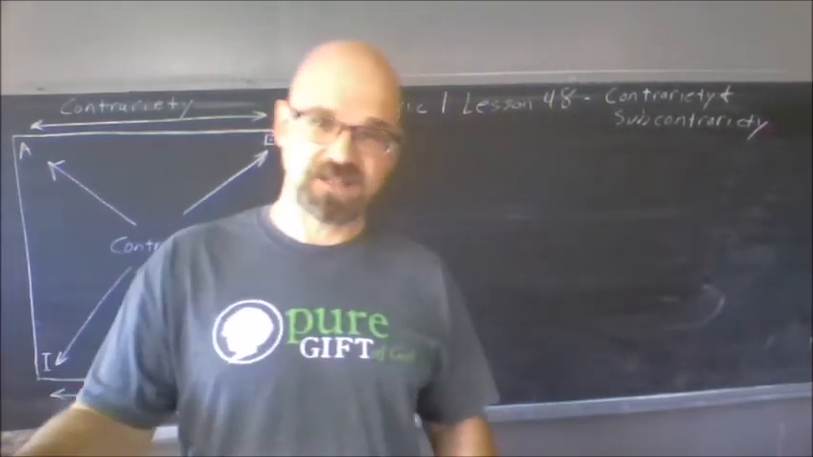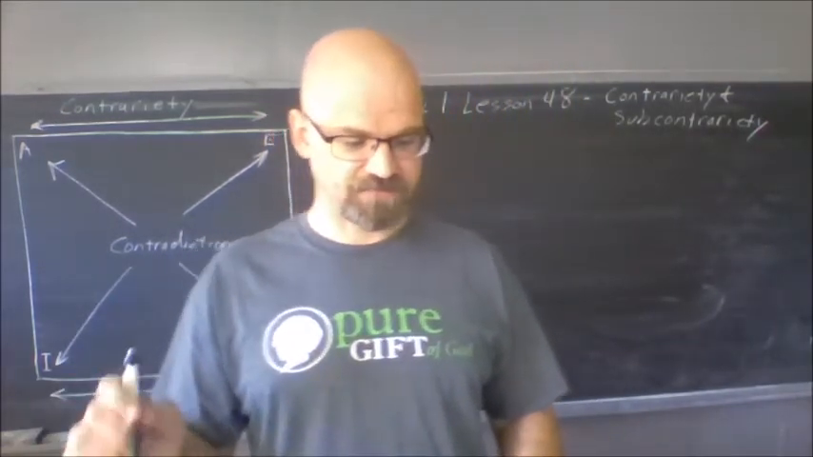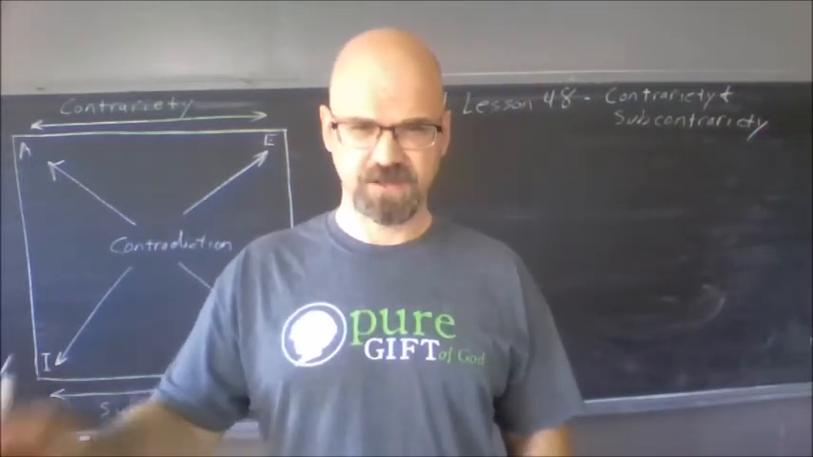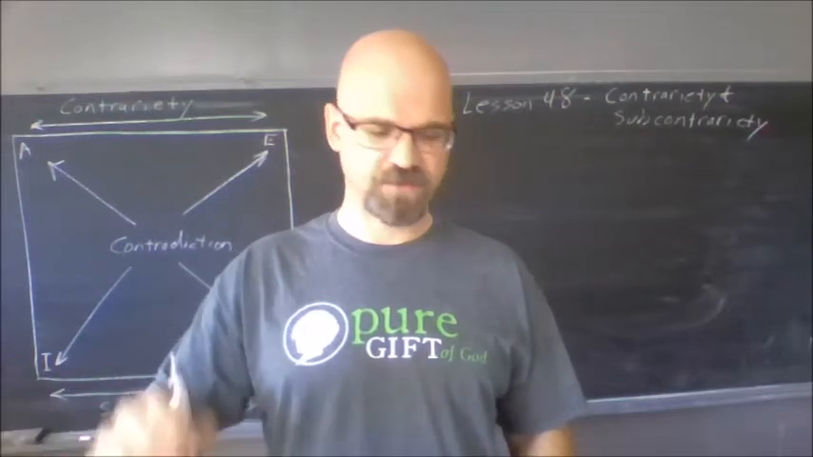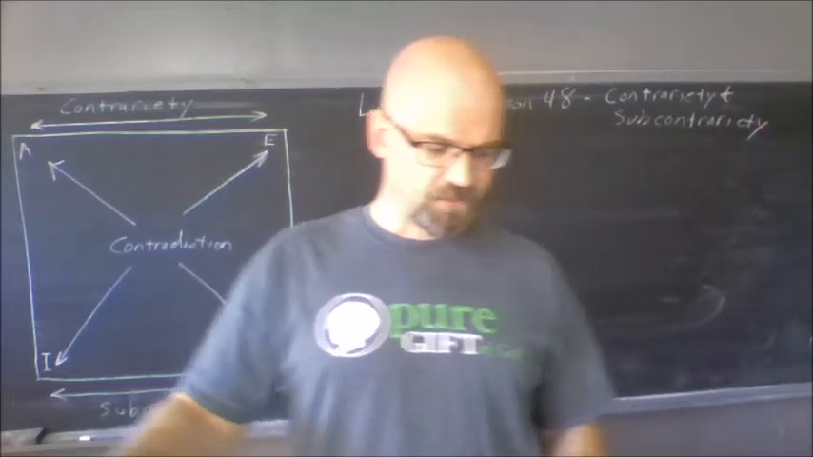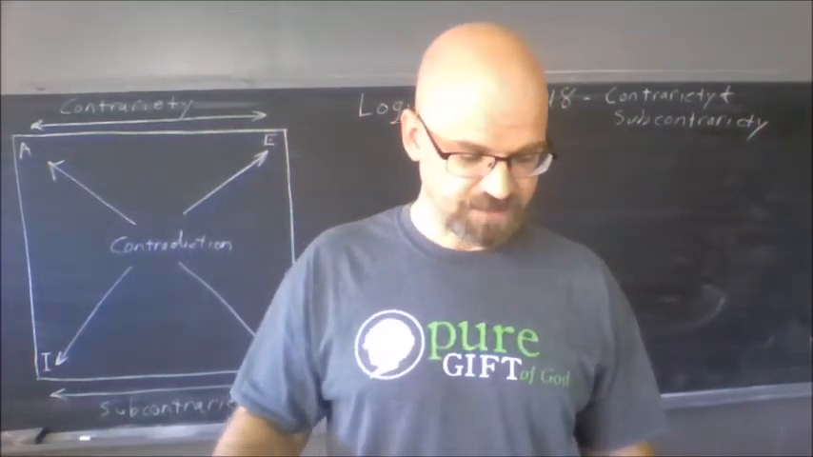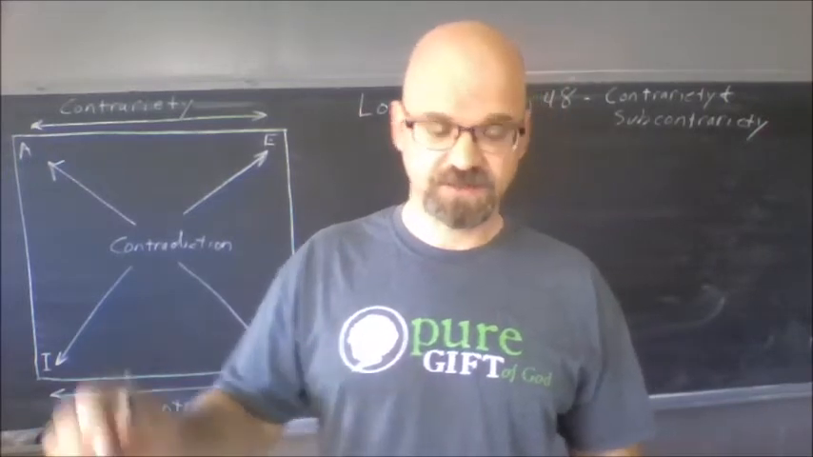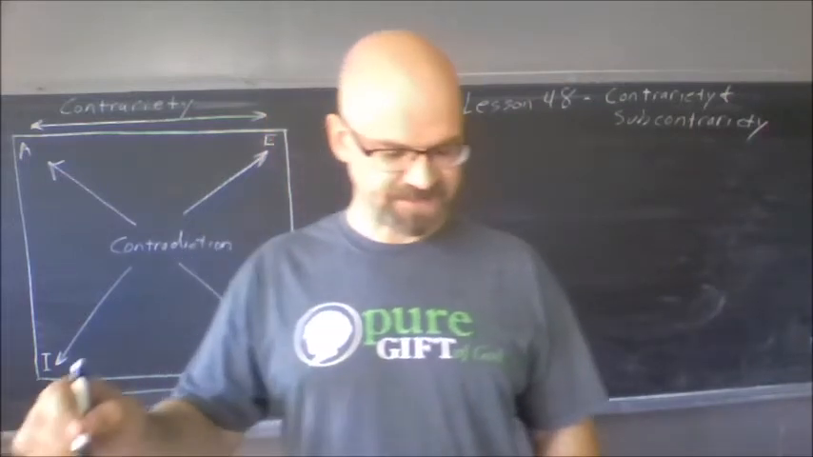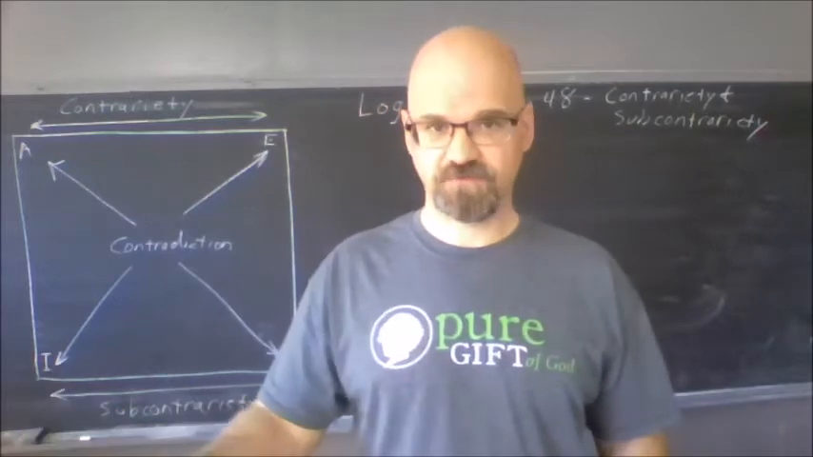What is an A statement? An A statement is a universal affirmative statement. It's all S is P. Okay? All S is P. For an example, all cats are 4-legged creatures. What is an I statement? An I statement is a particular affirmative statement. Some S is P. For an example, some cats are 4-legged creatures.